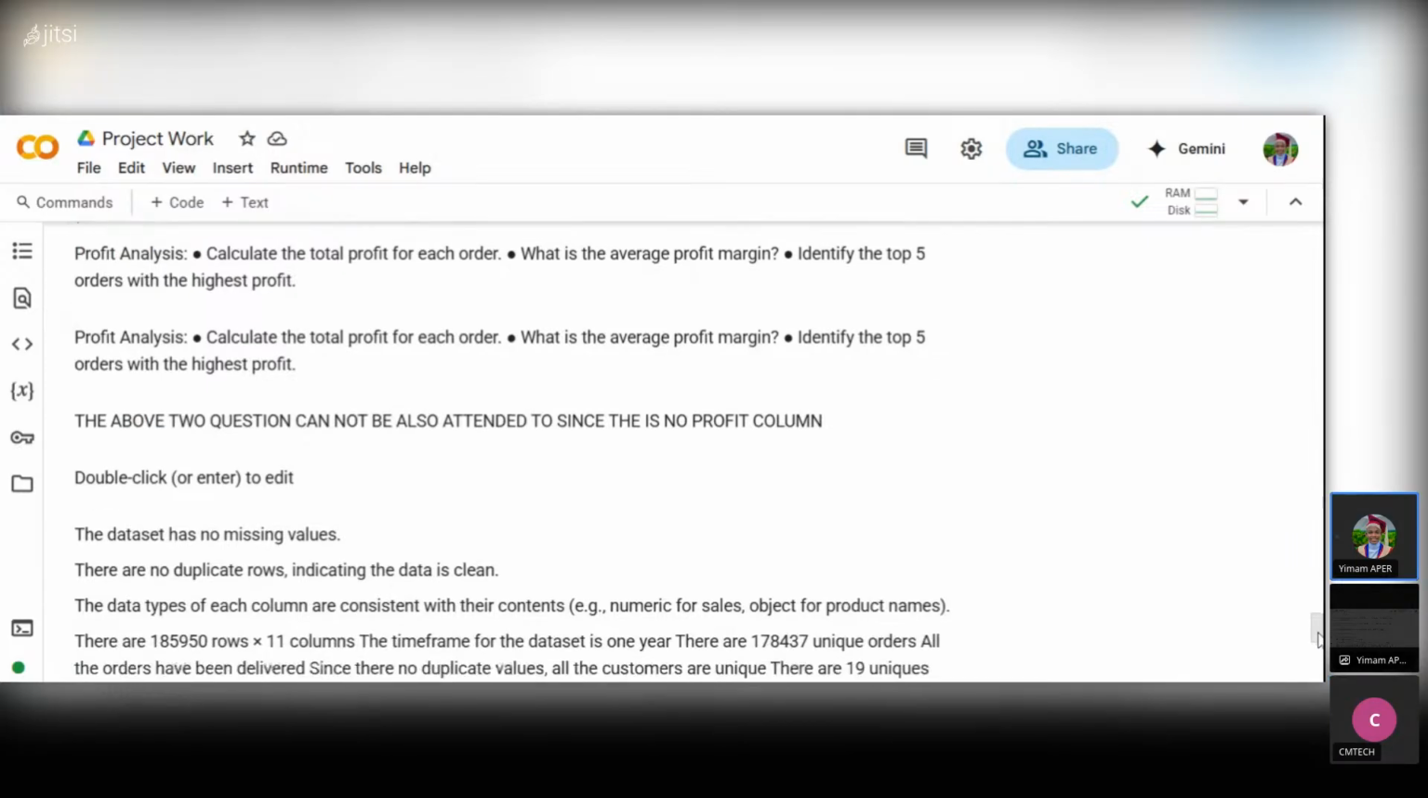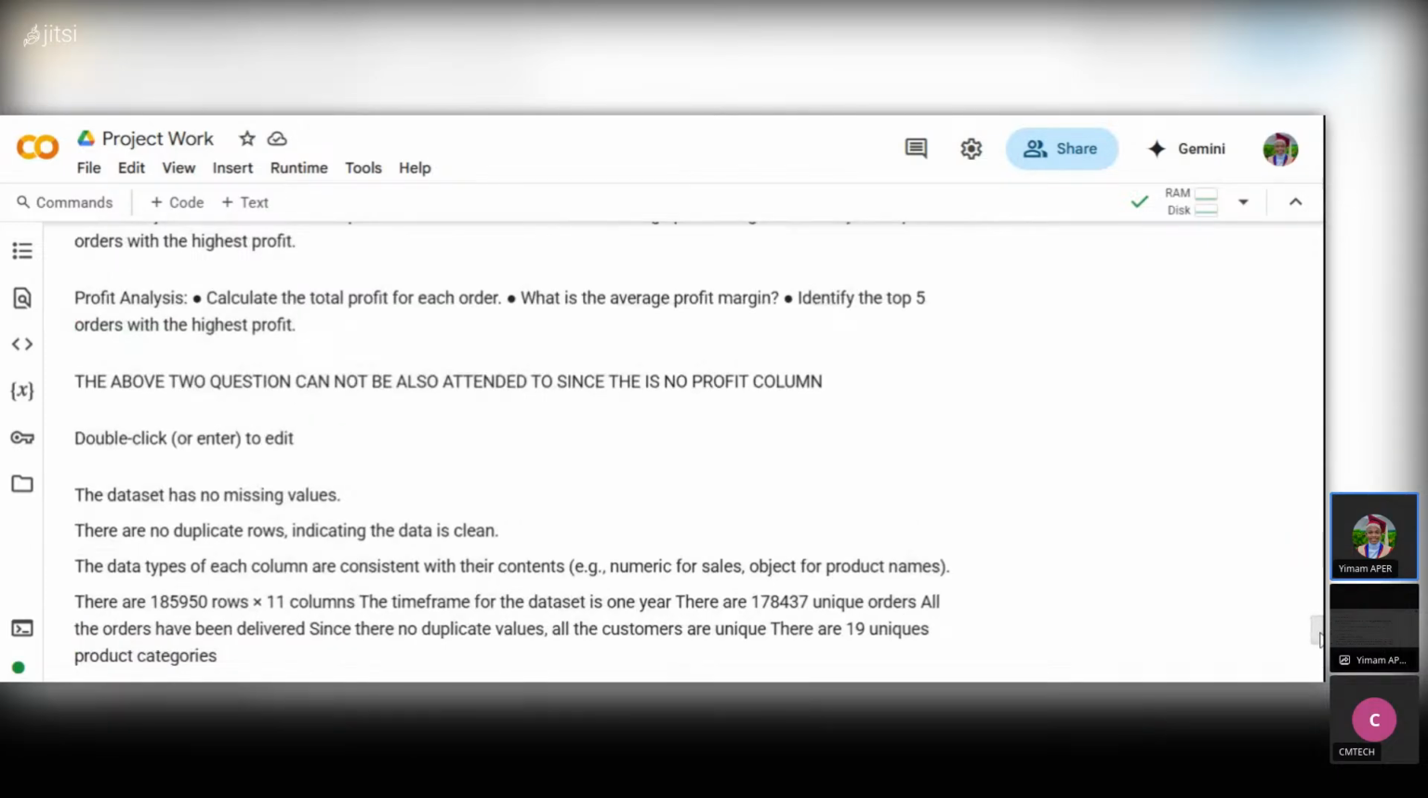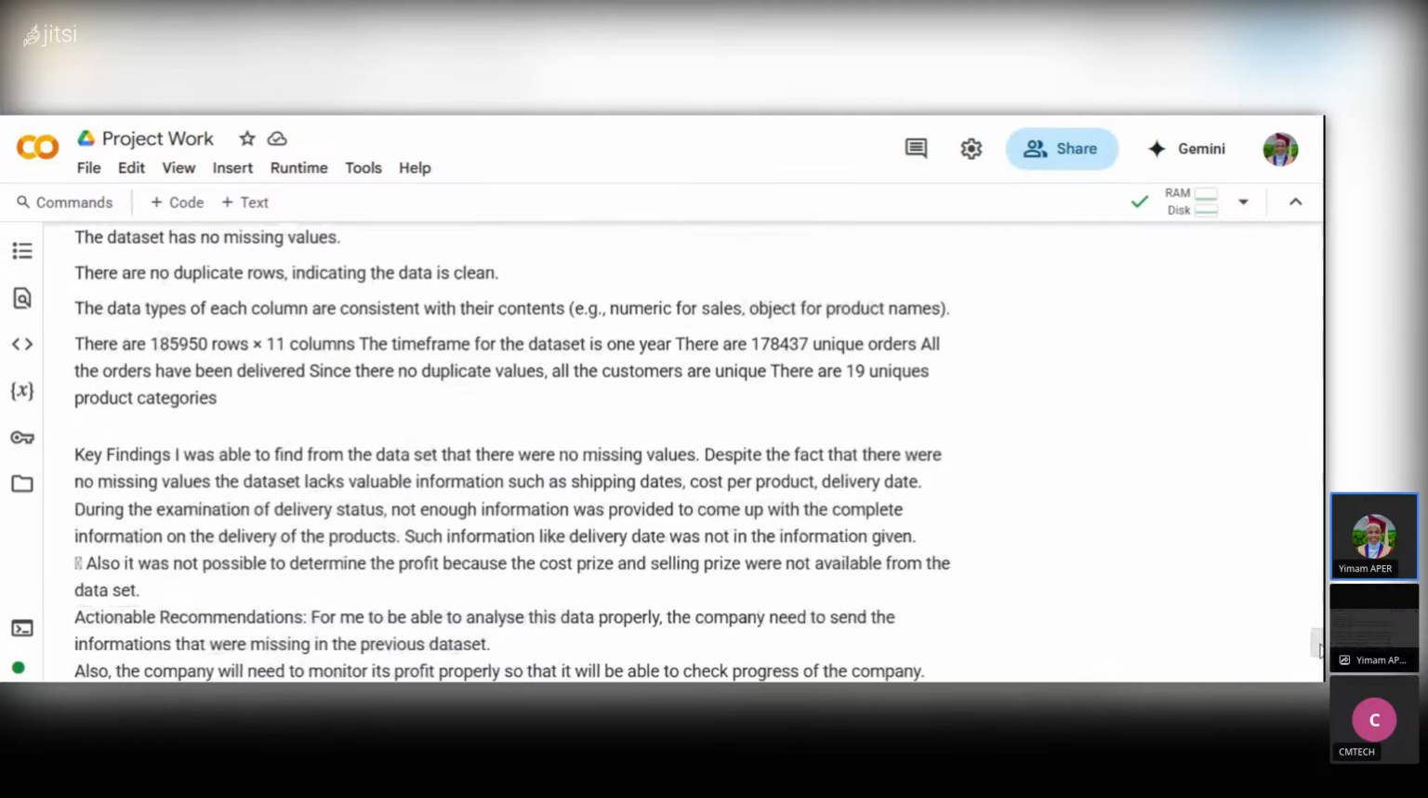So yeah, I did a summary. It has no missing values. There are no duplicate rows, indicating the data is clean. Then the data types of each column are consistent with its content. That's numeric for sales, object for product, and the like. Then the time frame was 1 year, and there are those number of unique orders, as you can see on my screen.